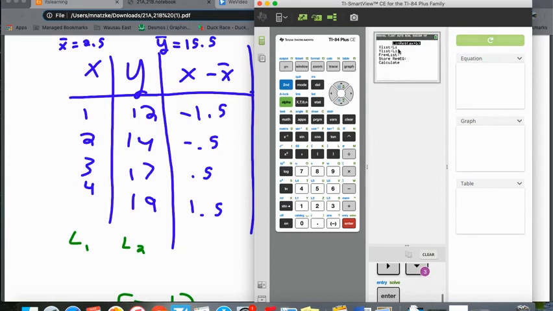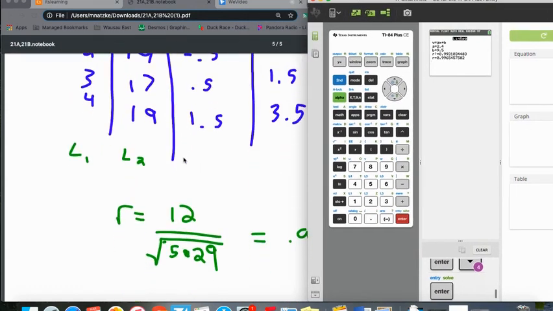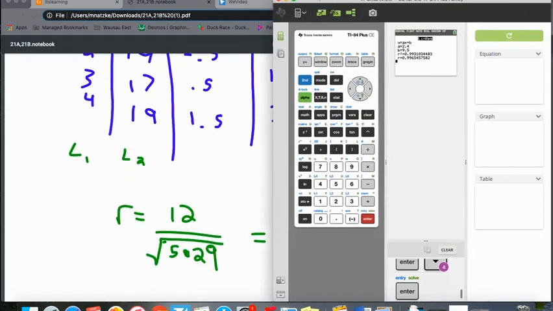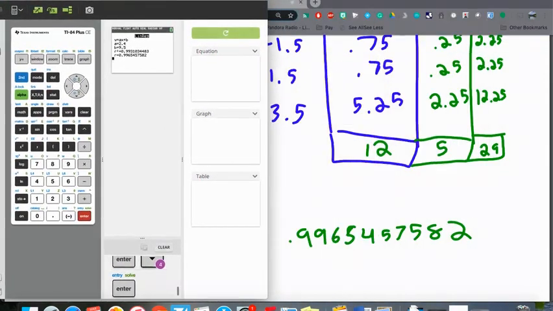Our X list is our list 1. Y list is our list 2. We have no frequency list. Now if we just go to calculate, you can see there we get y equals ax plus b. A is 2.4, b is 9.5. R squared is 0.9931, and our R value is 0.99654, which is what we got doing it by hand.